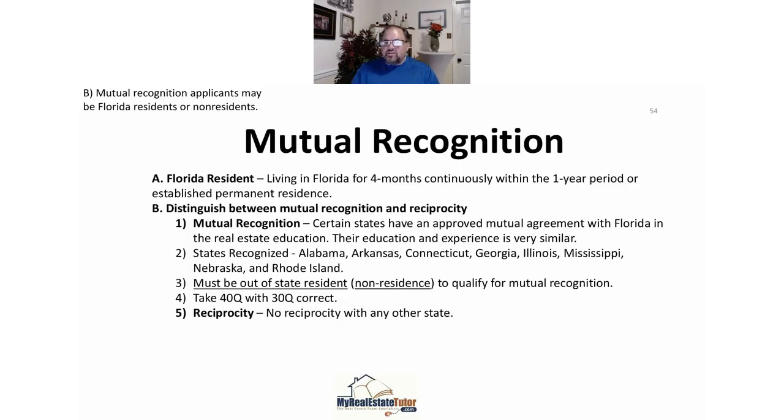Joe Smith is a licensed sales associate in Chicago, relocating to Jacksonville, Florida. He buys a home, is currently a Florida resident, and wants to apply for a Florida license. Now, which of the following educations are required? And they'll have mutual recognition in there. That's not the right answer, okay, because he's now a resident. So he should have got his license when he was in Illinois, or at least before he became a resident.